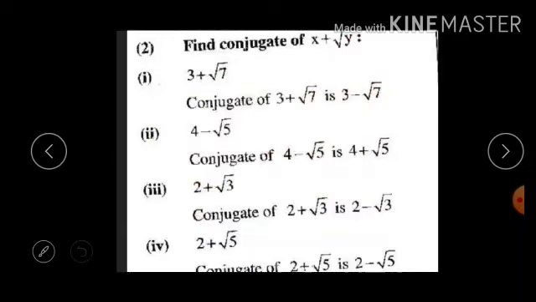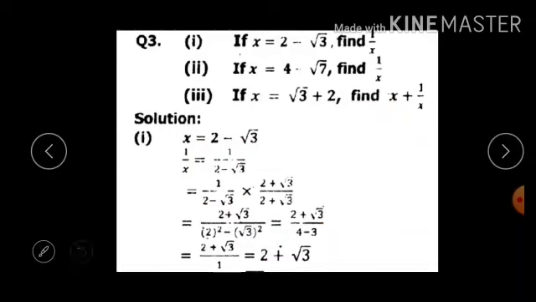Question number 2. Find the conjugate of x plus square root of 5. Part 1. 3 plus square root of 7. The conjugate of 3 plus square root of 7 is 3 minus square root of 7. Part 2. 4 minus square root of 5. The conjugate of 4 minus square root of 5 is 4 plus square root of 5. Part 3. 2 plus square root of 3. The conjugate is 2 minus square root of 3. And part 4. 2 plus square root of 5. The conjugate is 2 minus square root of 5.